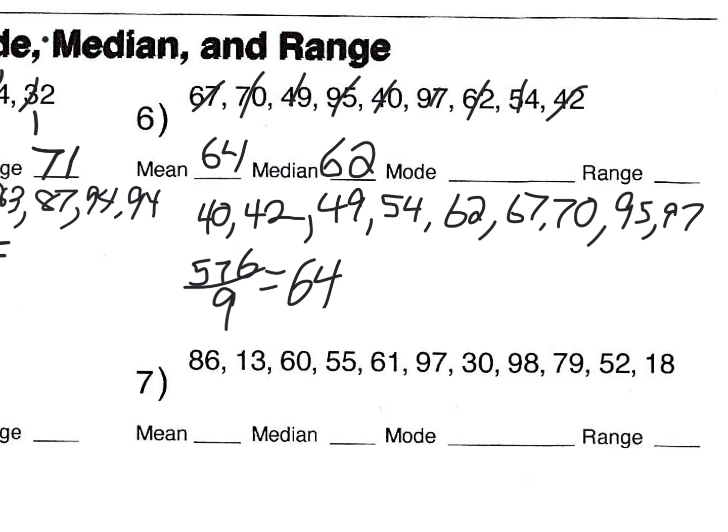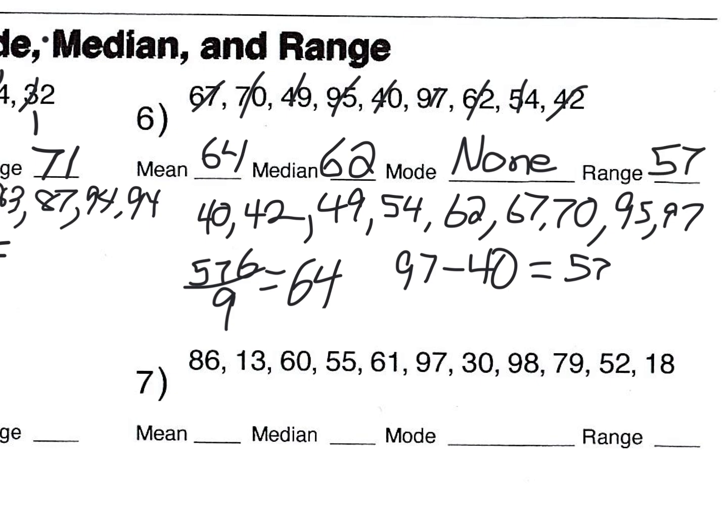The mode is the most frequently occurring. None of these numbers occur more than once, so my mode is none. Not a single number occurs more than one time. And then your range is 97 minus 40. Okay, pretty simple processes here. 97 minus 40 is going to give you 57. So the range, how far it is from the smallest to the largest, is 57.